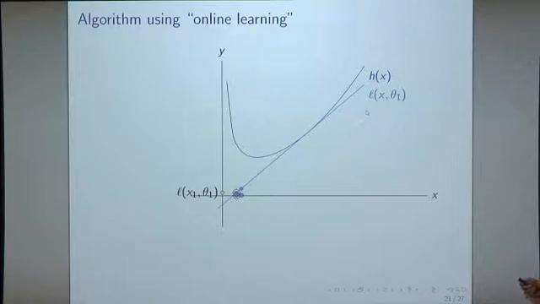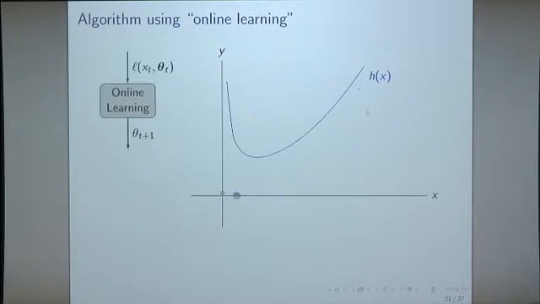I picked theta 1 somehow. Arbitrary, it doesn't matter. And that told me to pick this point. Now I'm going to feed this to this online learning black box. Exactly how this thing is going to work, I'll tell you later, but some black box is going to tell me what slope to pick next.